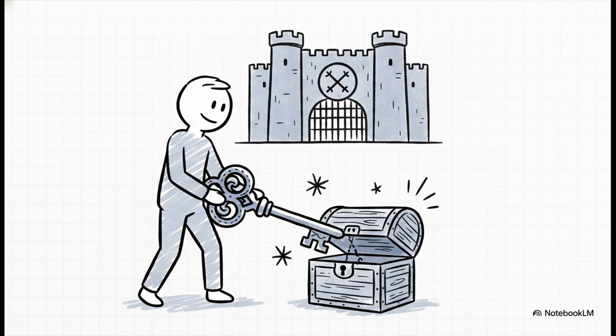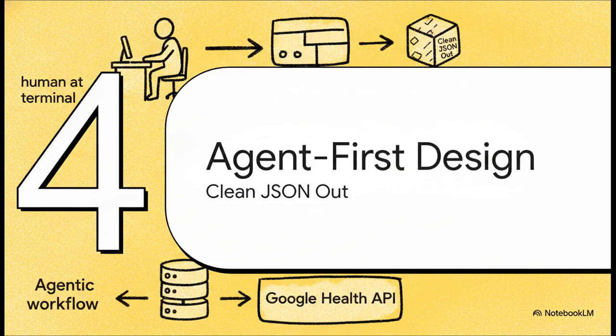But for personal use, you can instantly authorize your own GCP project against your own Google account and just start hacking on your own data right away. No waiting around. Section 4, the agent-first design.